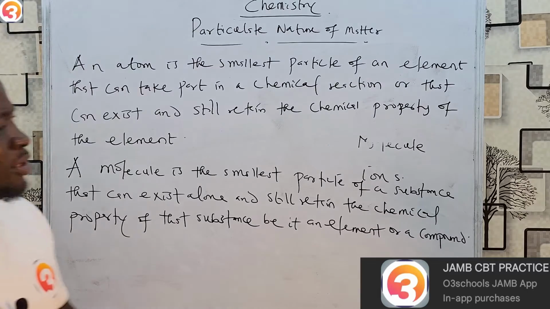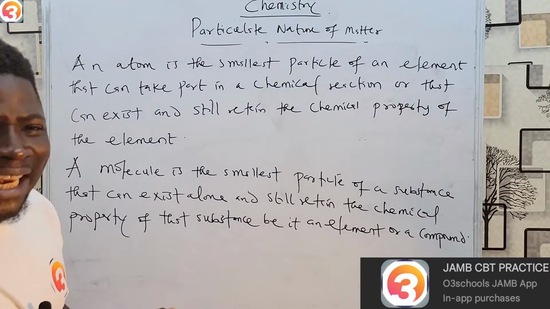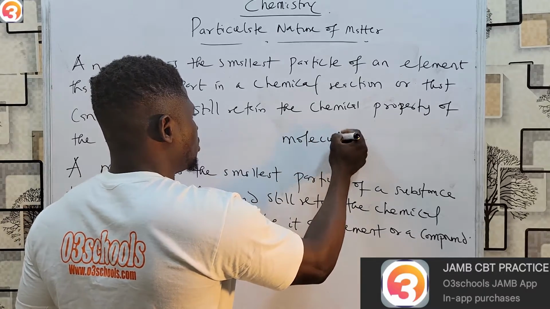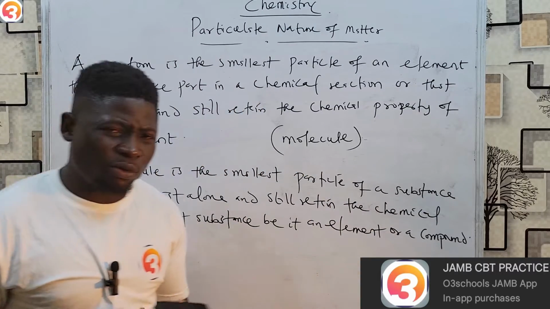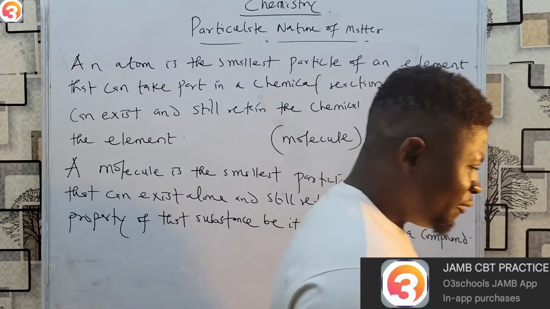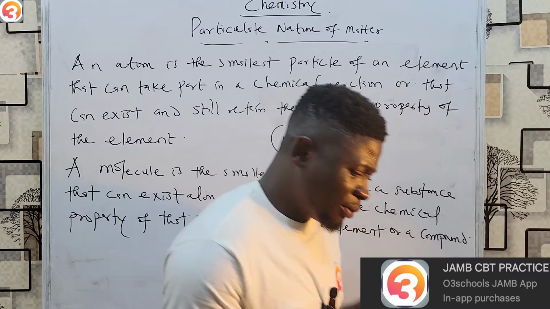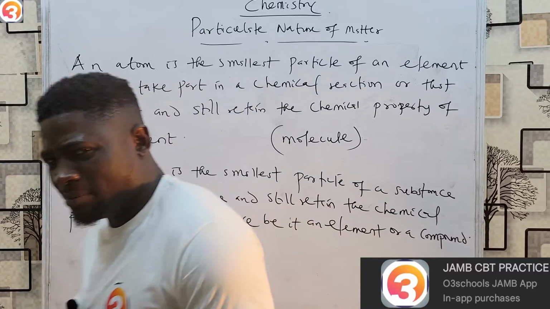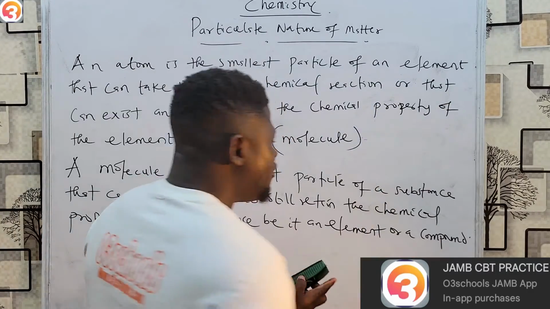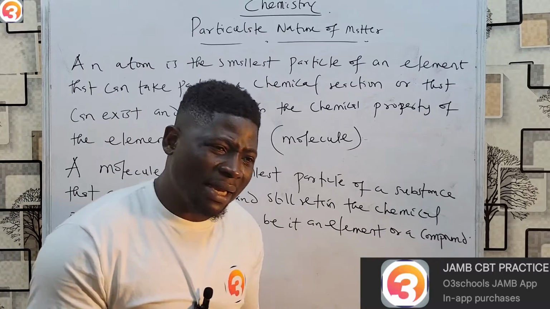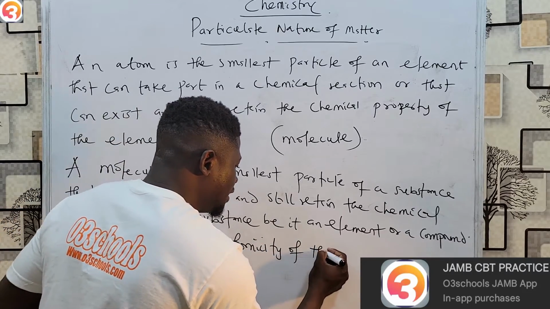Likewise, another important thing you need to know in this topic is that the smallest form of existence of an element is the molecule. The smallest form of existence of a substance or of an element is what? Is the molecule. Now, molecules can be formed from atoms of the same element or atoms of different elements. Now, take note, the number of atoms found in the molecule of an element is called the atomicity of the element.